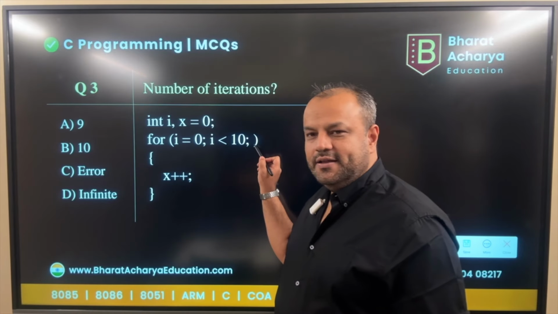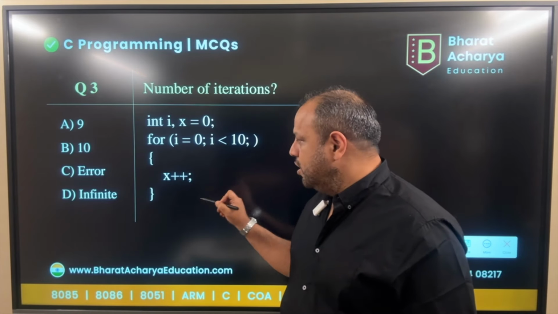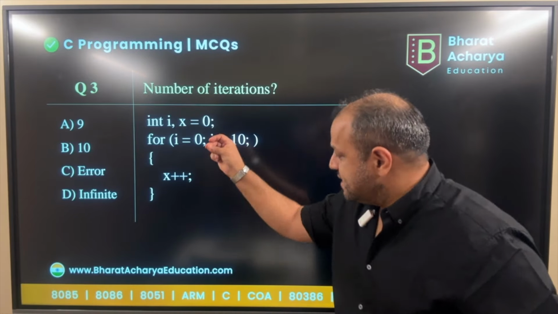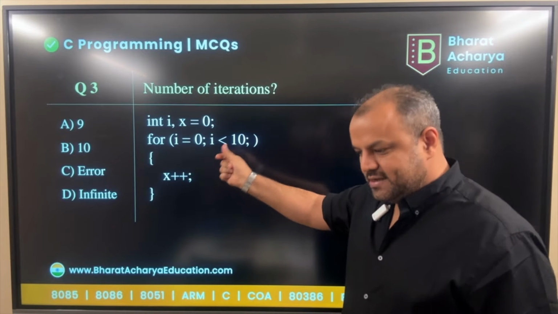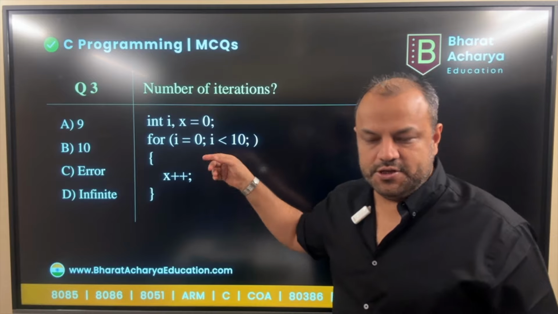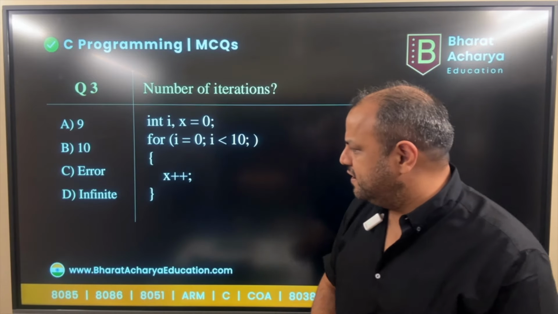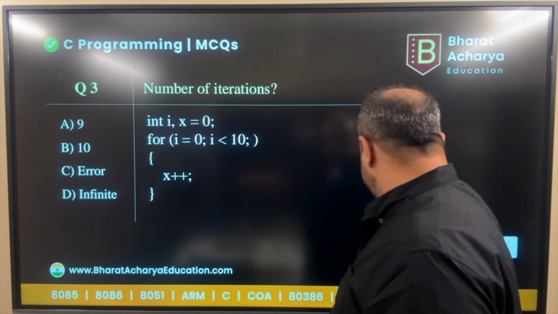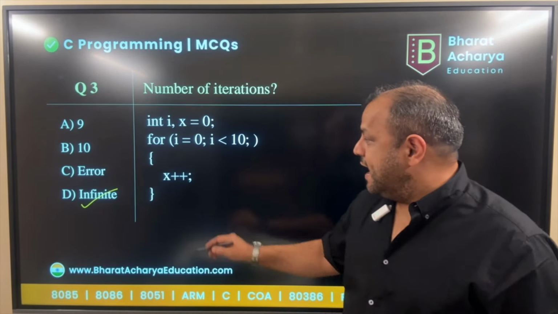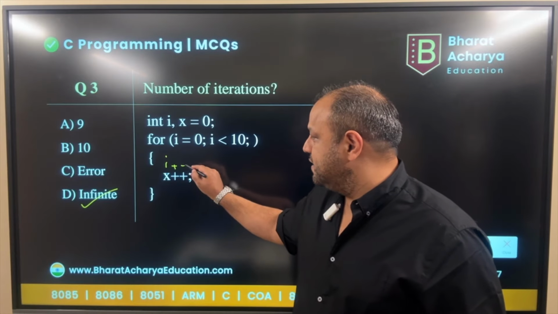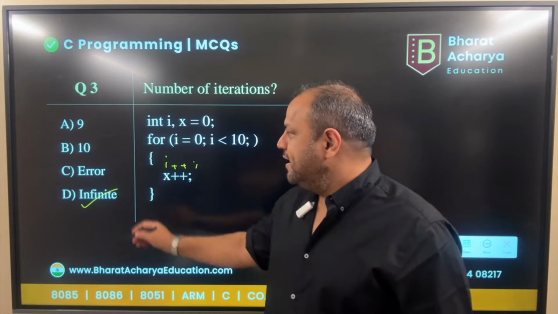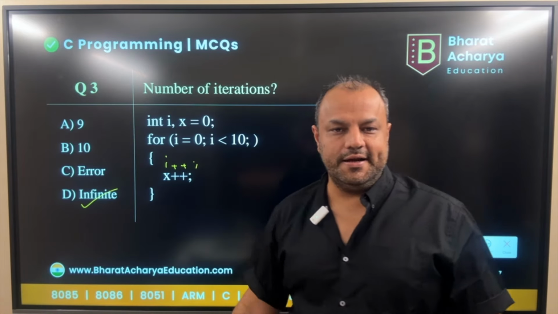You may not write the incrementing condition here at all. You can put the condition inside the loop, which I have not put, which means I is 0, I is less than 10, next iteration I is still 0, less than 10, still 0, less than 10, up to infinity. You will get infinite iterations over here because you forgot to increment I. Had you written I plus plus as always we do over here, had you written that inside the loop, then you would have got perfectly 10 iterations.